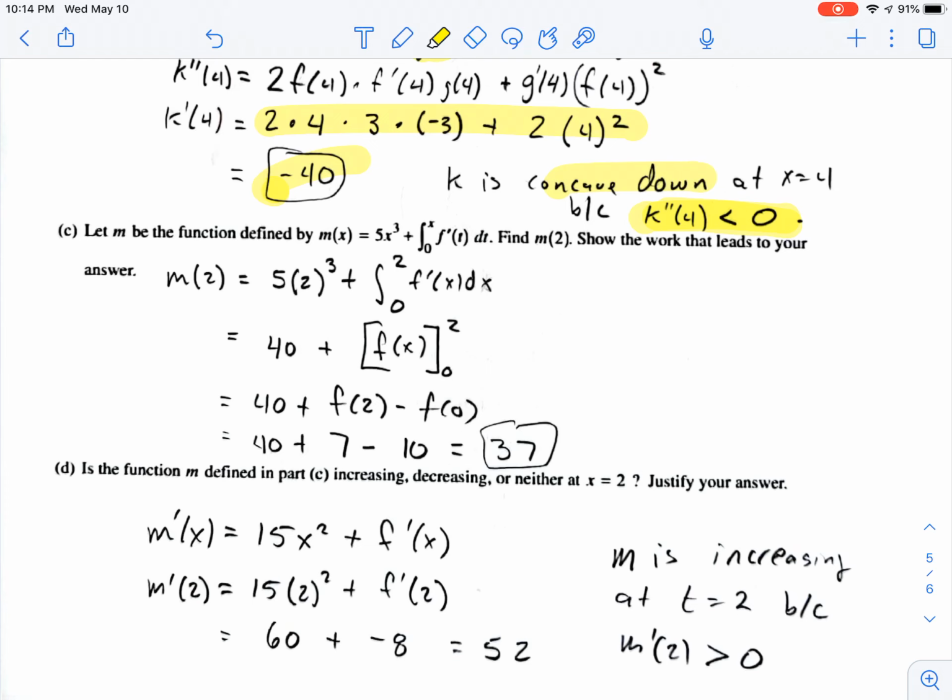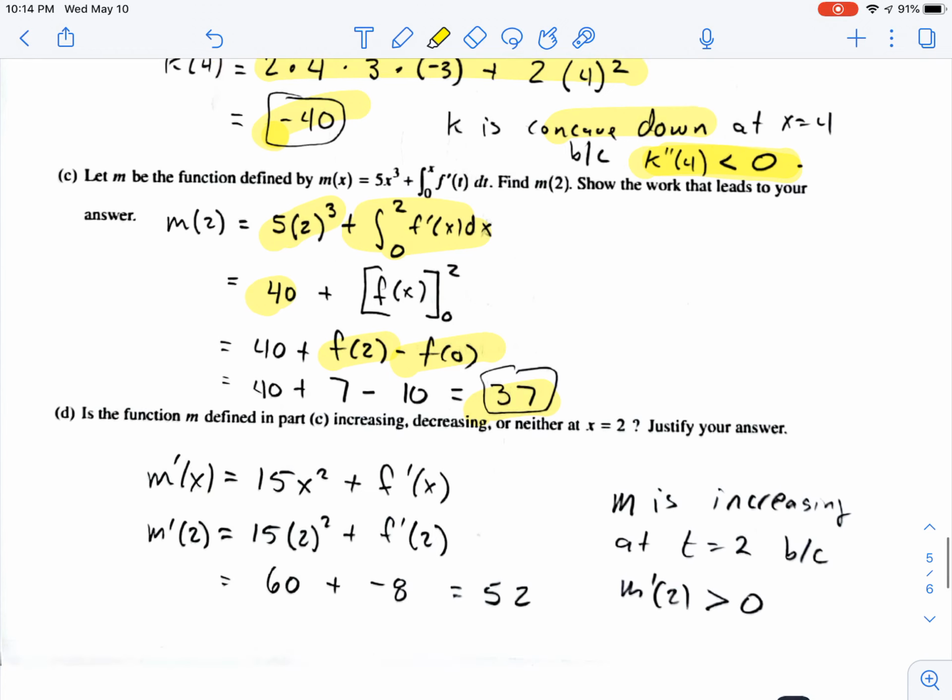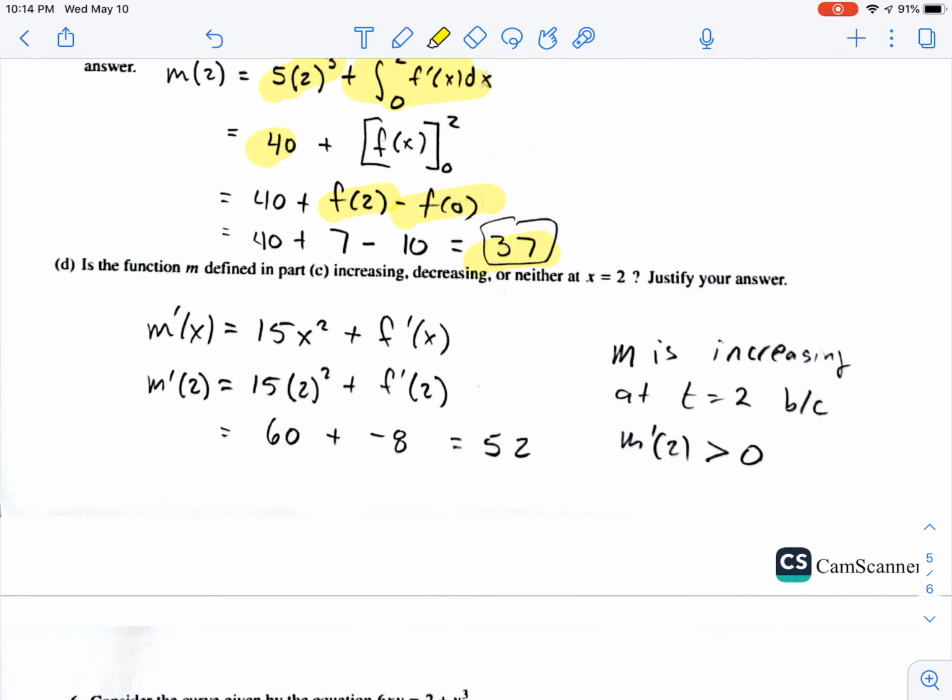On the next question, it's just a matter of plugging 2 in, just like Algebra 1. We're just going to replace all the x's with 2, and so we do that. This portion of it is just going to be 40. We have an integral to solve. The antiderivative at the upper bound minus lower bound, so the antiderivative of f prime is f of x, so it's just going to be f of 2 minus f of 0, and hoping you got 37 when you did that.